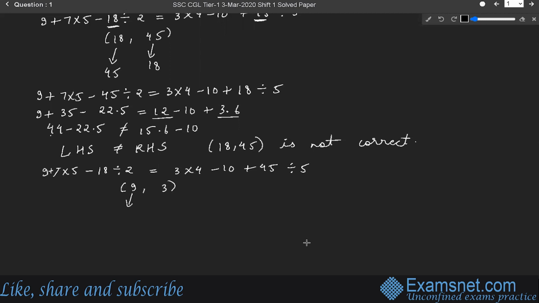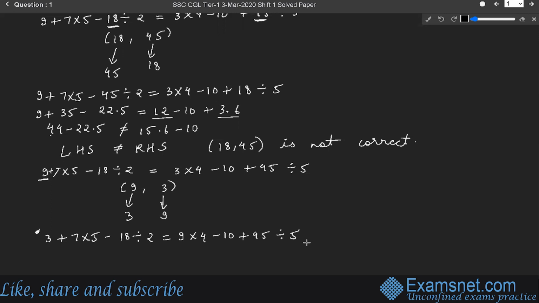It means in the place of 9, we have to write 3, and in the place of 3, we have to write 9. Okay. So writing and interchanging the values, the equation will be: you can see first number is 9. In the place of 9, we have to put 3. So it will be 3 plus 7 into 5 minus 18 divided by 2 is equal to 3. In the place of 3, we have to put 9. So 9 into 4 minus 10 plus 45 divided by 5.